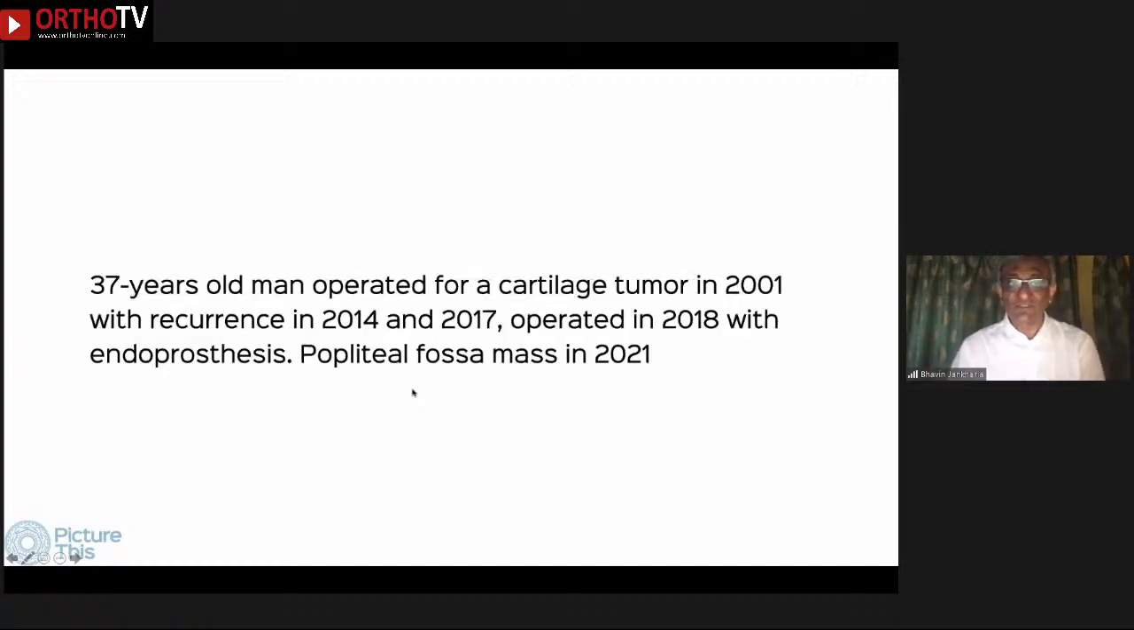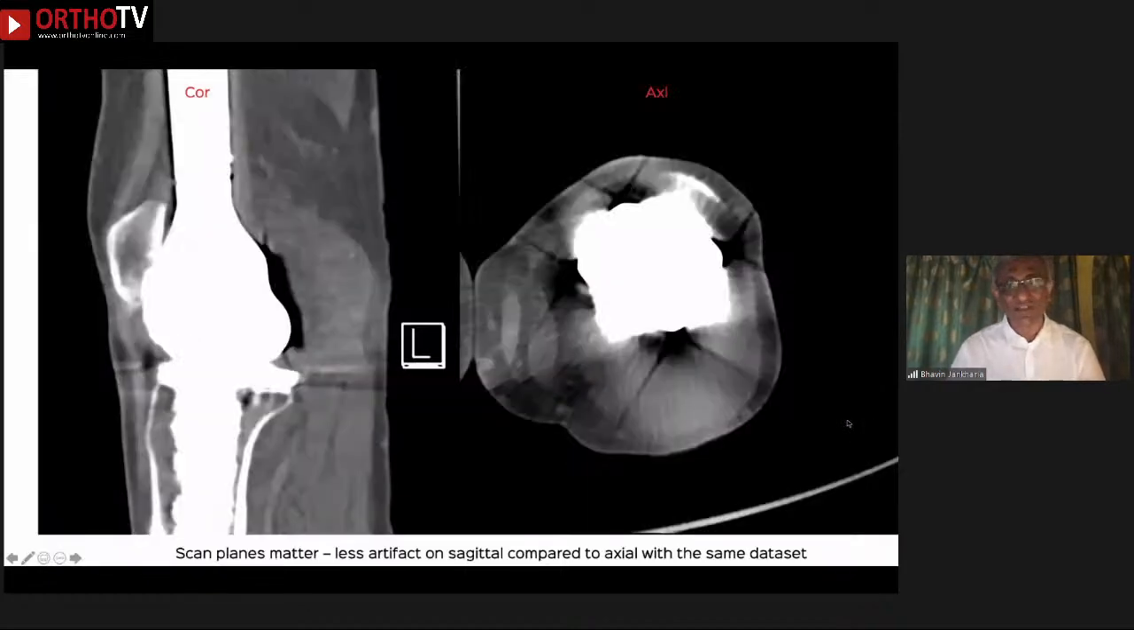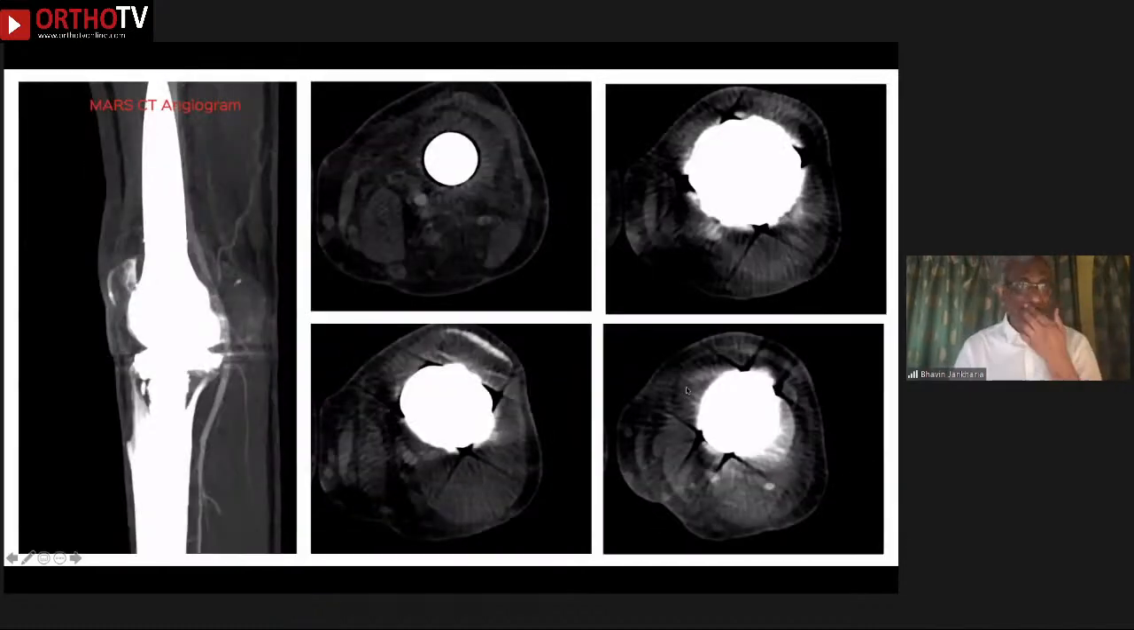So here's a patient, 37-year-old, operated for a cartilage tumor in 2001, but then had chondrosarcoma in 2017, now comes with a popliteal fossa mass, and that's the mass here on these X-ray-like images. One interesting situation, same data set, the sagittal image has very few artifacts. You can see the tumor really well, whereas on the axial, and it's the same data set, we have more artifacts. So sometimes the sagittal and the coronal have fewer artifacts than the axial.